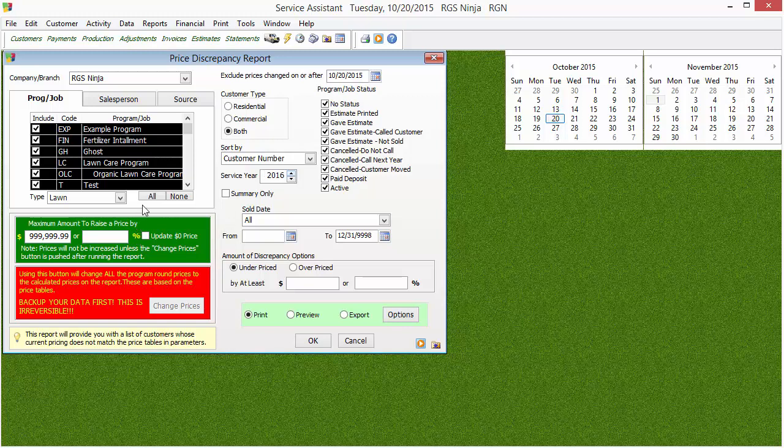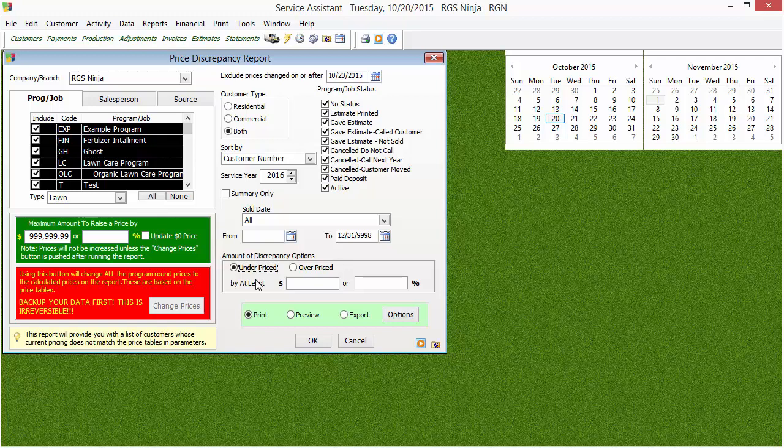As with many reports, we have different criteria: program, job, salesperson, source, residential versus commercial, different program and job types. Service here, we're looking at 2016. You can choose summary only, but I usually like to see the detail. You can also specify sold date. You can look for people that are underpriced by a certain dollar amount or percentage, or overpriced by a certain dollar amount or percentage. Most people tend not to run overpriced, because if the customer is paying more than they're supposed to, that's on them.